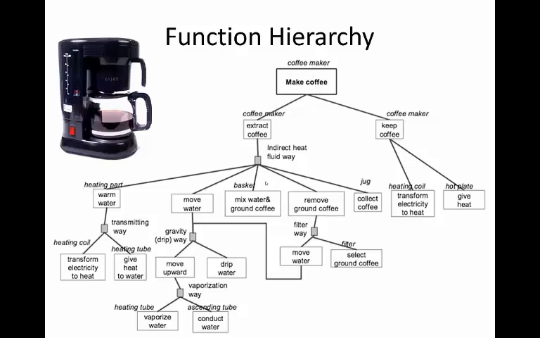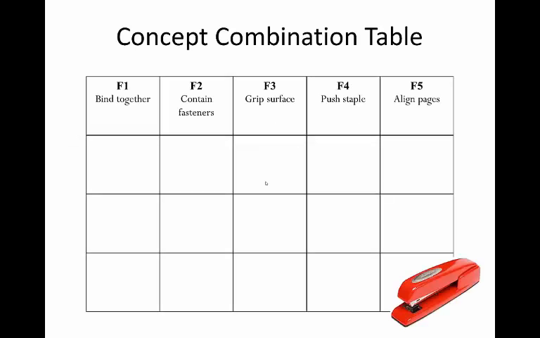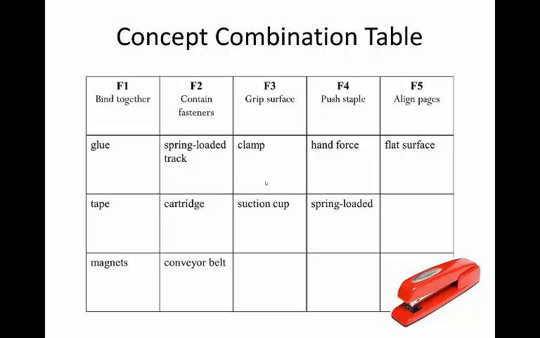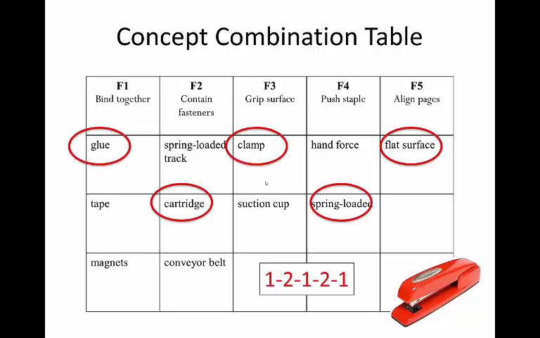Once you have those functions, you can move into concept generation by creating what's called a concept combination table. Here's a new example, a stapler. Already we have the main sub-functions of the stapler across the top, such as bind together. From there, we can generate all the different possibilities for achieving each function, and then create combinations of options to propose different design solutions. For example, this solution is made up of options 1, 2, 1, 2, and 1. So that is concept generation.